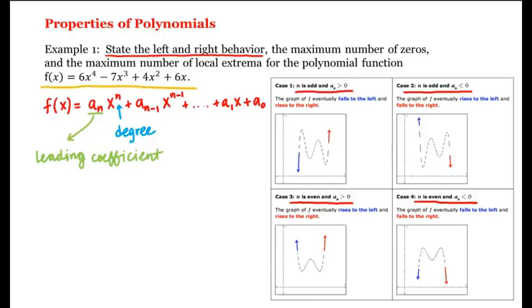So looking at our polynomial here, we see that the degree is 4 and that the leading coefficient is 6. That is, n is equal to 4, which is even, and a sub n is equal to 6, which is greater than 0. So we're in this case here, we're in case 3. Which means that we can write our answer up here that the graph of f eventually rises to the left and rises to the right.